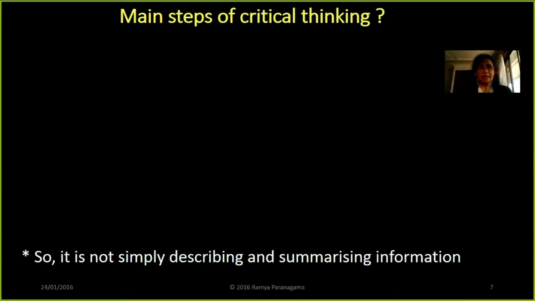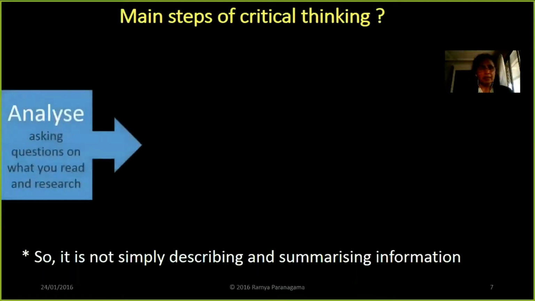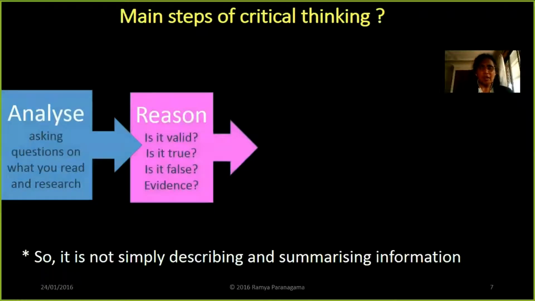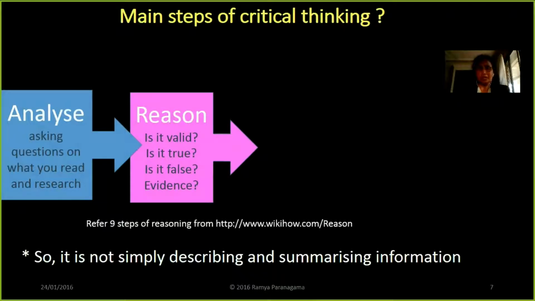So let's look at the connection between critical thinking and writing. First, whatever information you gathered, you need to analyze. That's asking questions on what you read and research. Research meaning finding information from reliable sources, not Wikipedia. Then you need to come up with your reasoning, right? Is it valid? How can I make it true? How can I make it lack fallacies? And what evidence can I bring forward? For the reasoning, please refer to WikiHow. There are 9 steps involved.